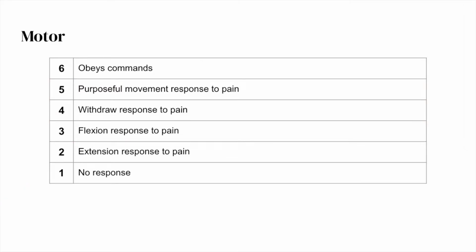Moving on to the motor response, there are 6-point values here. So 6 being fully typical, they're obeying your commands, you're having them do certain movements, you're directing them, and they're able to follow along with you. 1 being they are not responding to you at all, they're not responding to anything. Think coma, think dead, think sleeping, whatever.